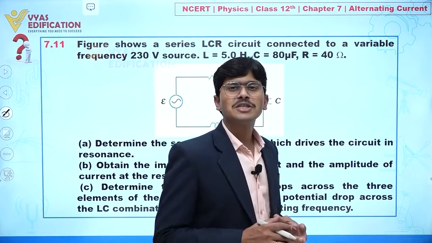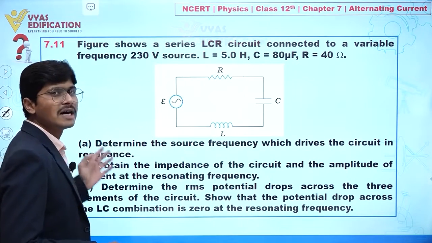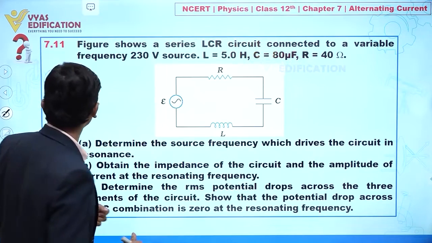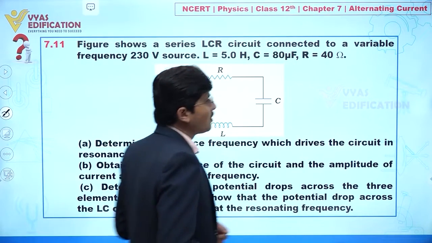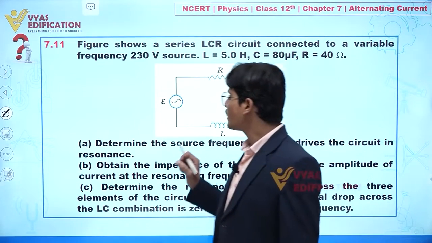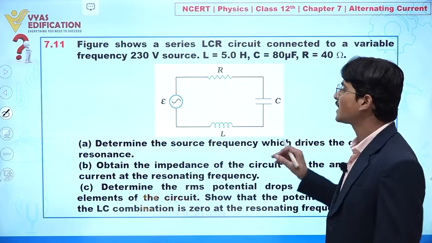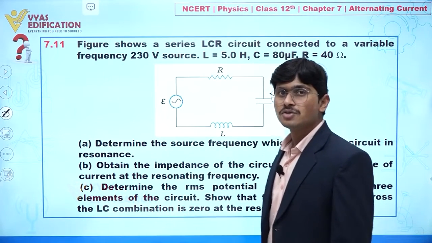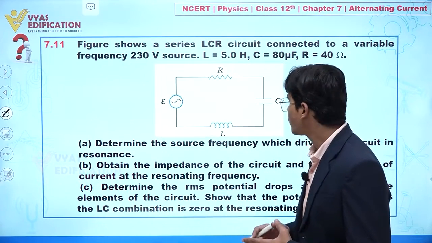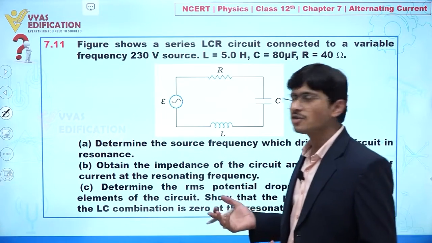Now what is our objective in this question? Our objective here in this question is to give answer of these 3 questions A, B and C, clear. So first find here what is question number A. Question number A is given, determine the source frequency which drives the circuit in resonance, clear. So what is our objective? Our objective here is to calculate frequency of a source which drives the circuit in resonance, clear.